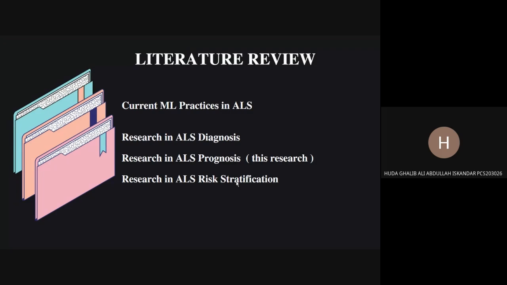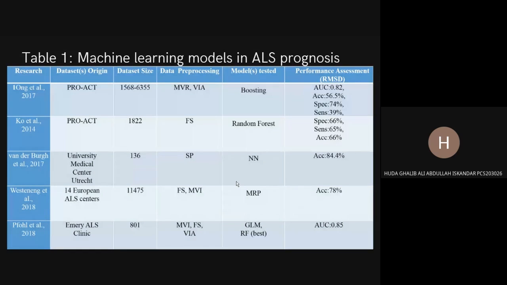For the risk stratification or categorization, it has been studied from the prognosis perspective, and it's also focused on dividing the patients into some categories and giving each category specific drugs. So this table represents the machine learning models in ALS prognosis.